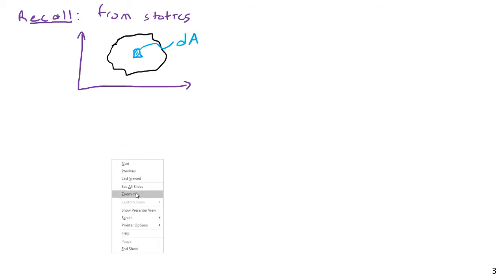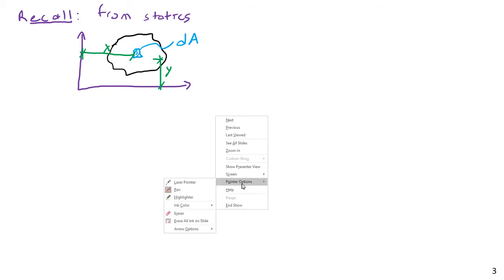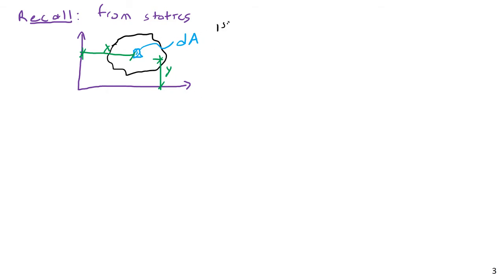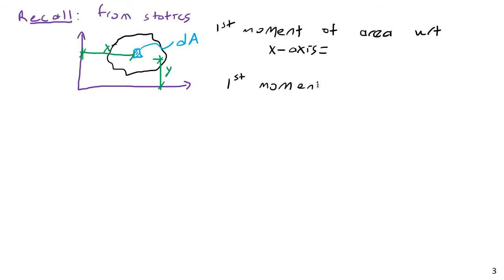If you have an arbitrary plane shape and a dA with coordinates x and y on the plane, x measured from the y-axis, then we have two first moments of area: the first moment of area with respect to the x-axis, and the first moment of area with respect to the y-axis.